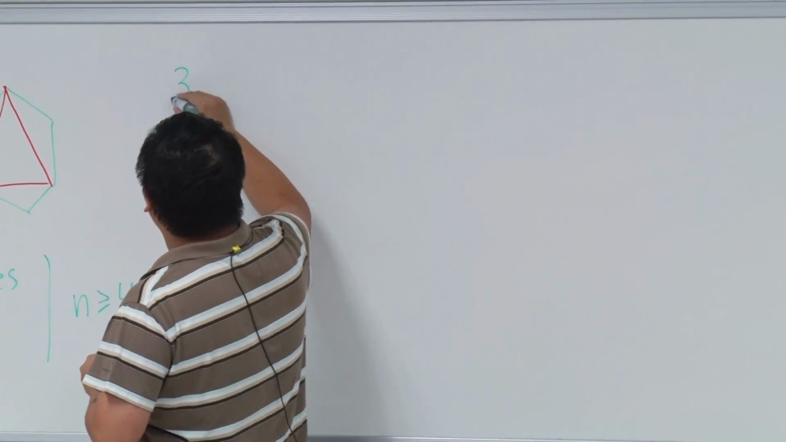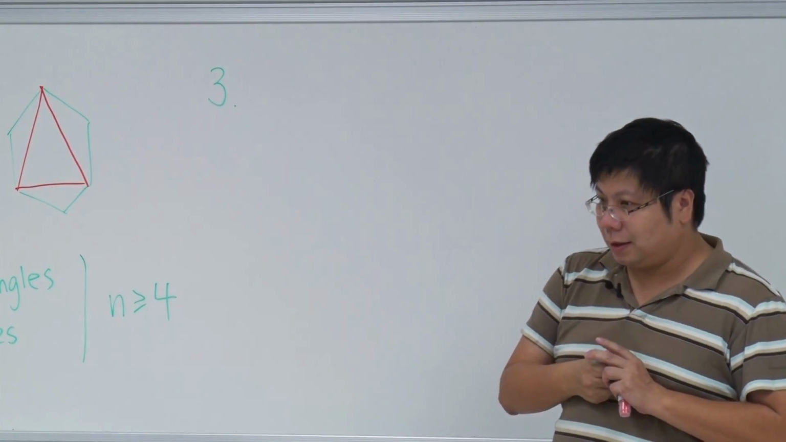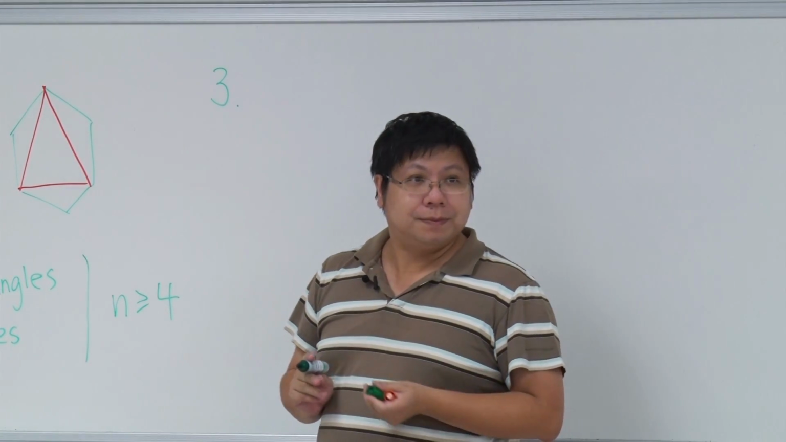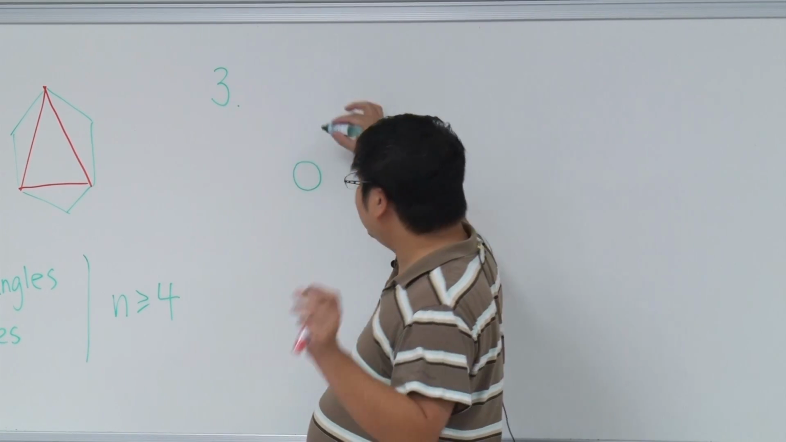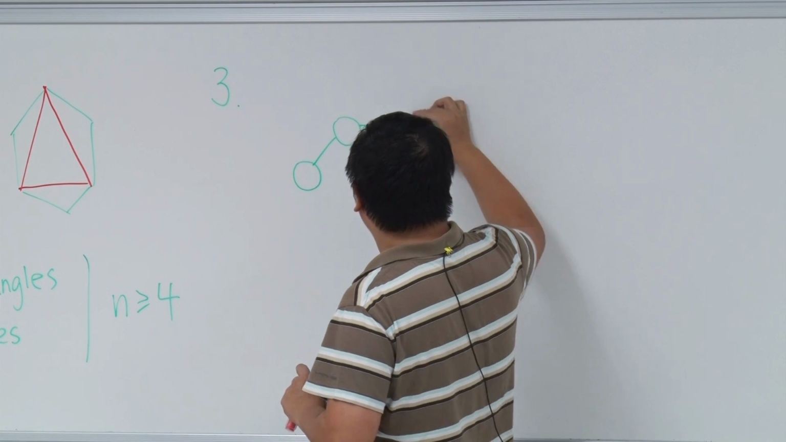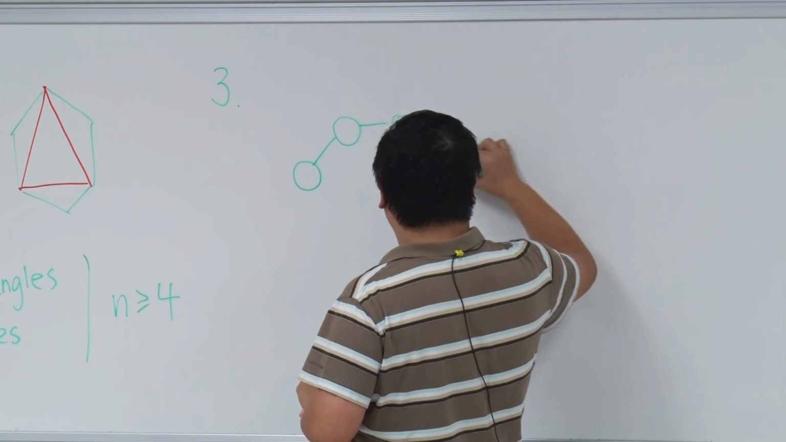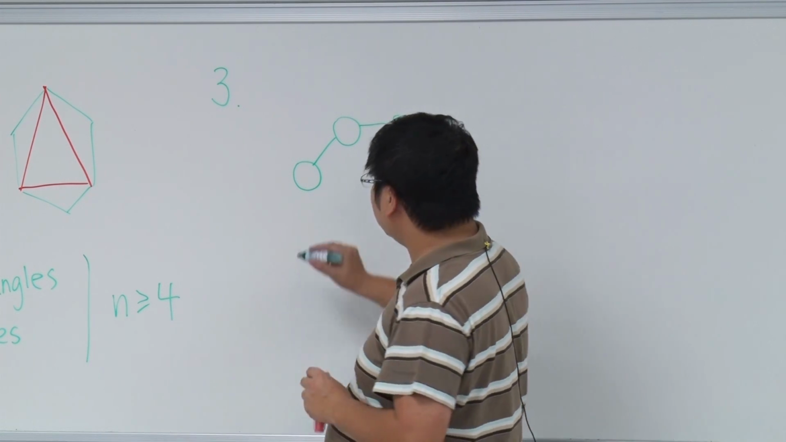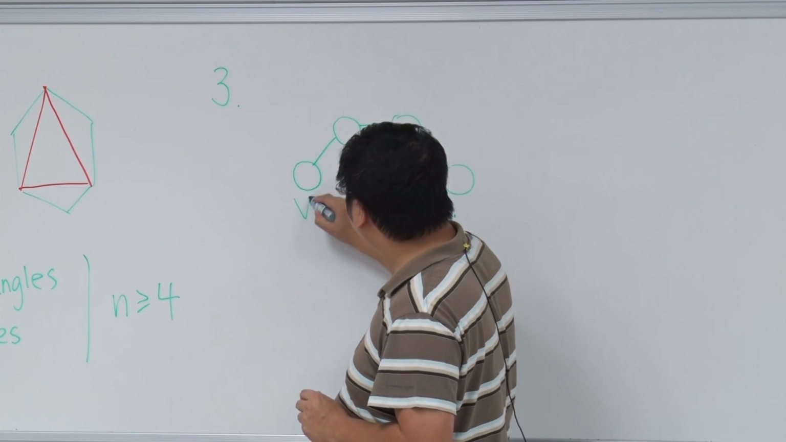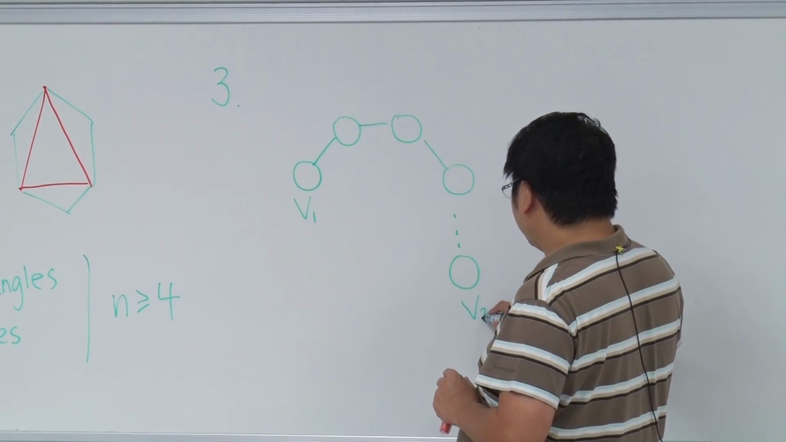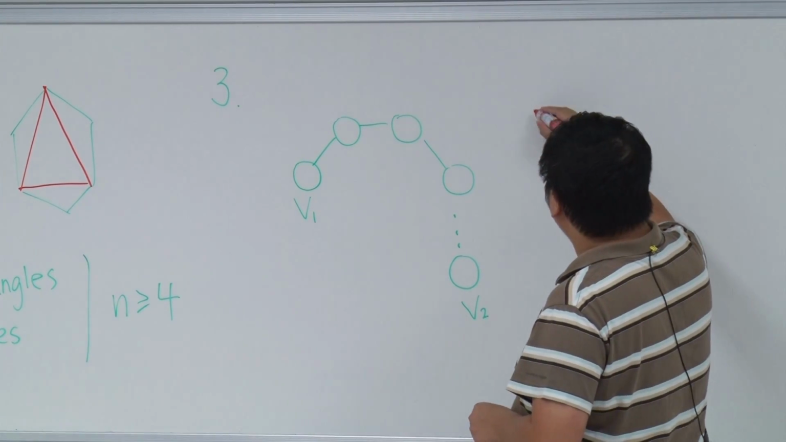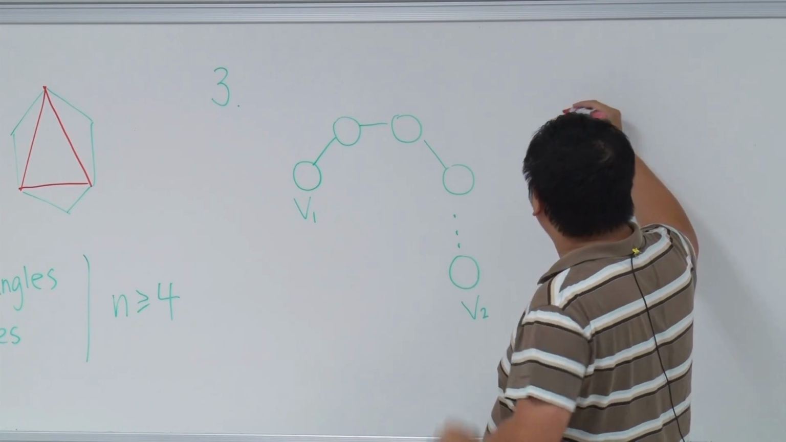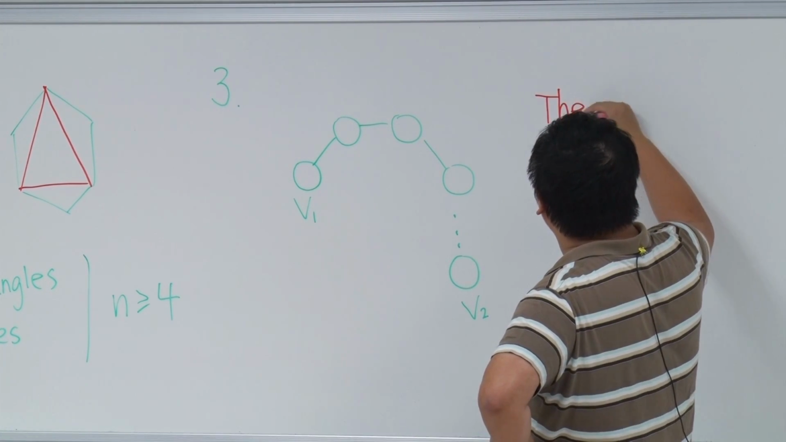Now the third question. Suppose that you have a map, and there are paths joining different places. This question says that if we have 2 points, let me call one of them V1 and the other point V2, we want to show that this fact is correct.